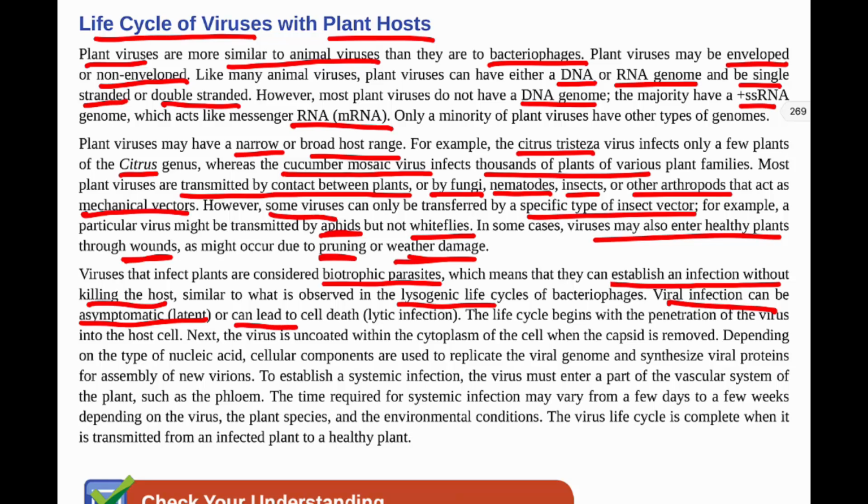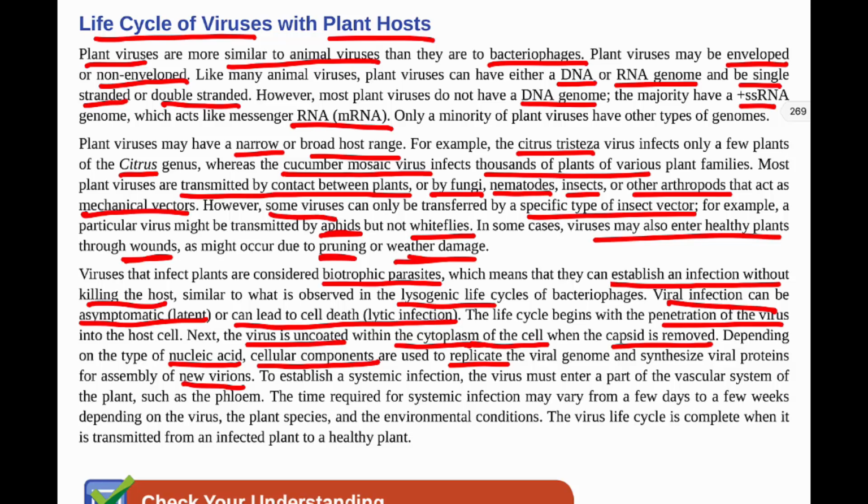So the life cycle begins with the penetration of the virus, just like we've seen in the other examples. Then the virus is uncoated within the cytoplasm of the cell. So that's when we take that outer coating off. We get rid of the capsid. Okay, we get rid of the envelope, we get rid of the capsid, and then that releases the genome into the cell. And then depending on that nucleic acid, the cellular components are used to replicate that genome and synthesize the viral proteins, and then make our new virions. So it goes through a very similar process that we've talked about with bacteriophages and then also with animal cells.